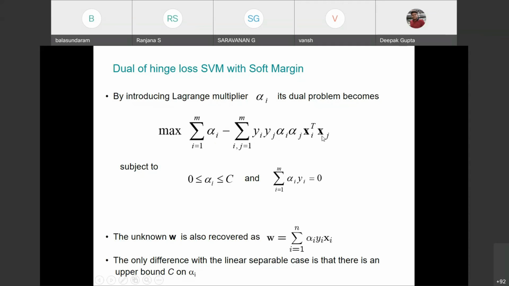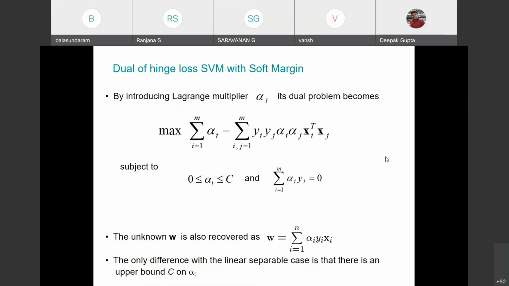This particular term is the only term I have to compute. I do not have to know phi explicitly. What I have to know is simply phi of x1 in dot product with phi of x1, which is nothing but the square of the length, and then phi of x1 dot product with phi of x2. So this dot product value only I need to know. There is no need to know phi explicitly; I simply have to know the dot product of these vectors.